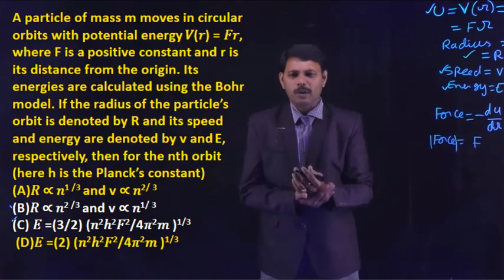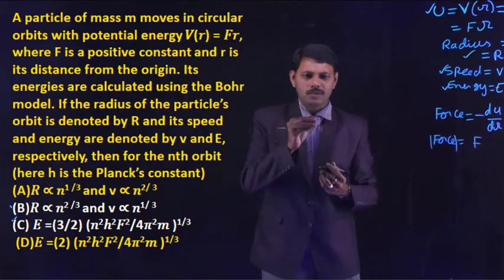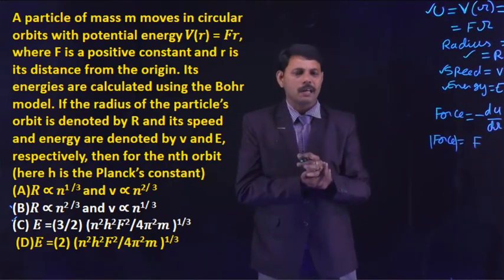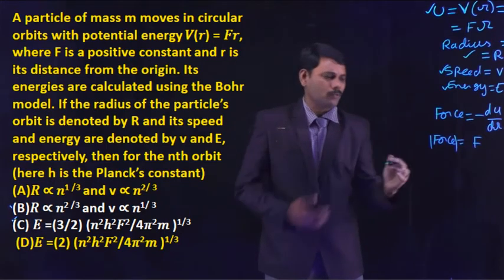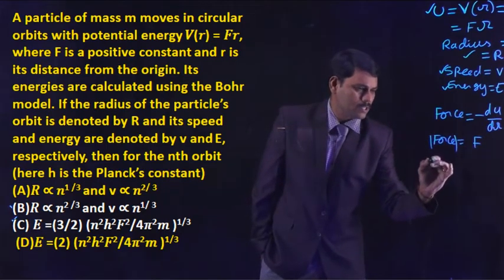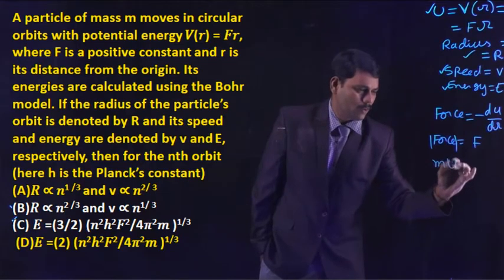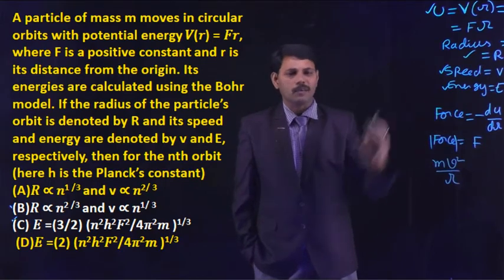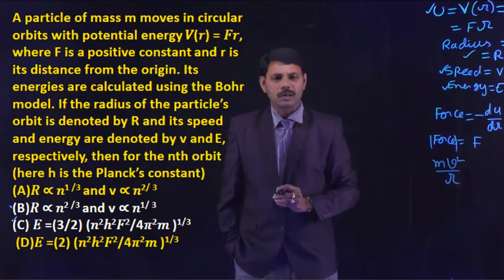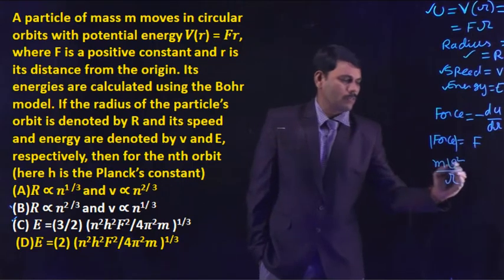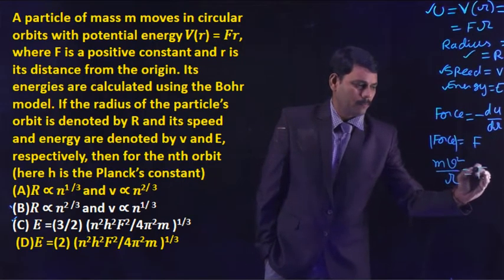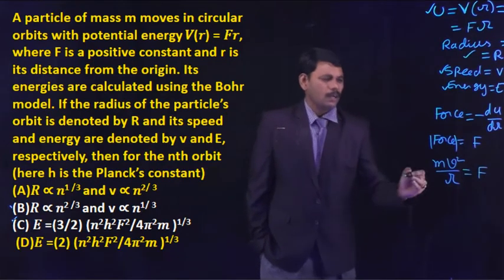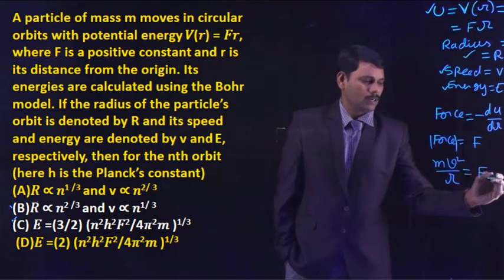In the case of Bohr's model, the necessary force to revolve the charged particle in orbit around the nucleus is provided by the centripetal force. Therefore force is equal to centripetal force, which is given by the formula mv square by r. This force provides the centripetal force to revolve the charged particle in its orbit. So mv square by r is equal to F, where F is the given constant. Let it be equation 1.